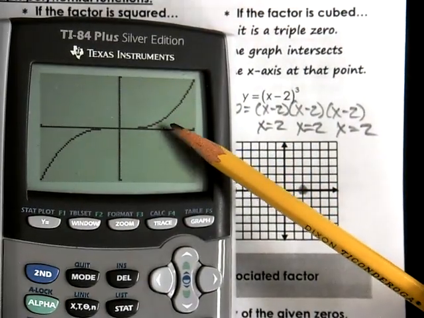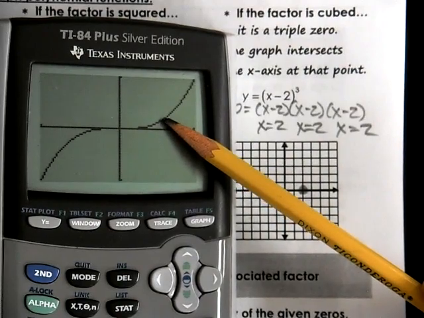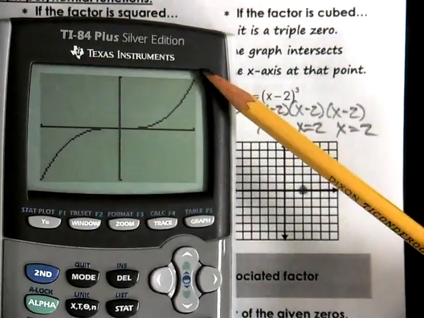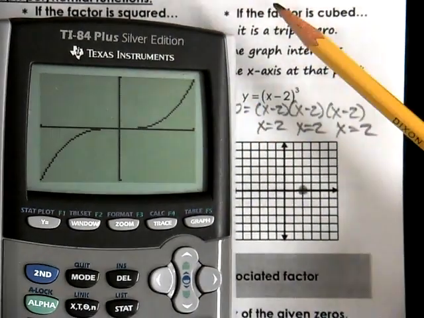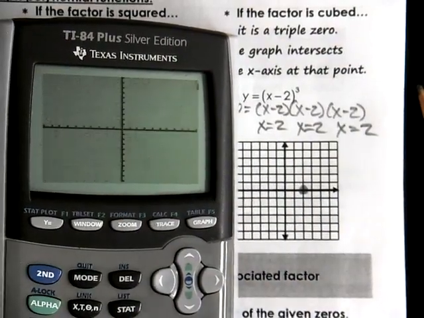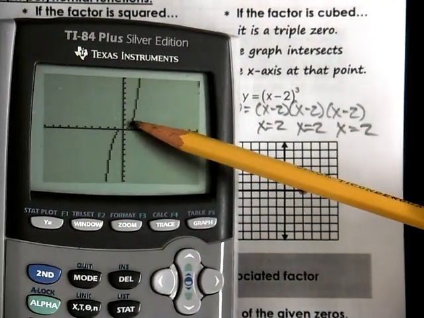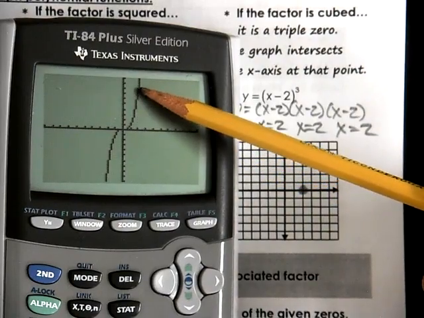A half times a half times a half is only an eighth. 1 times 1 times 1 is 1. 2 times 2 times 2 is 8. Goes up really quick. And that's why you see it kind of spike so far up, because at 2 it has to be up here at 8.